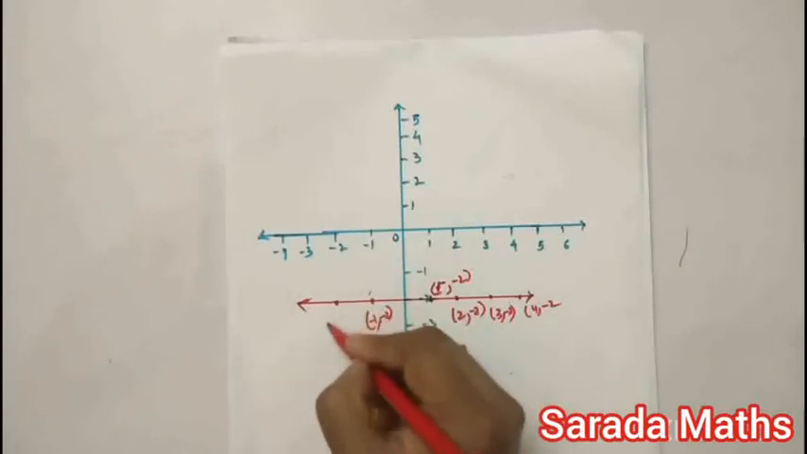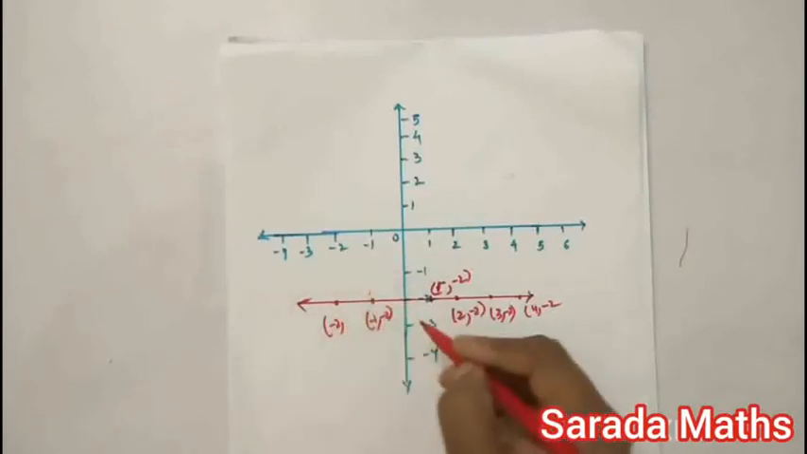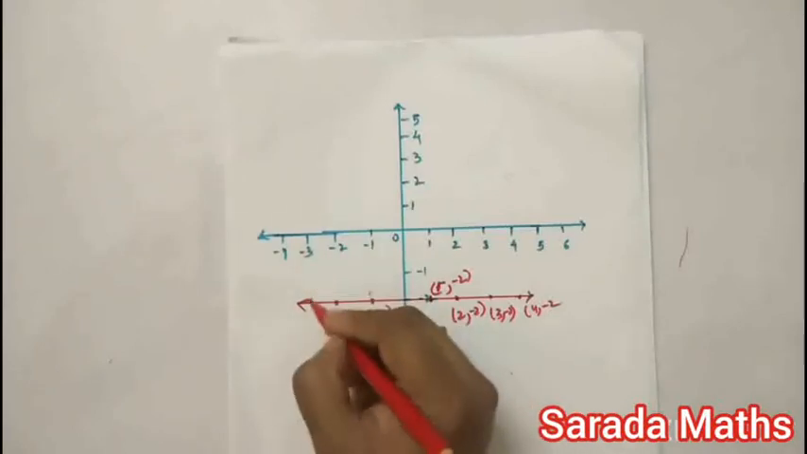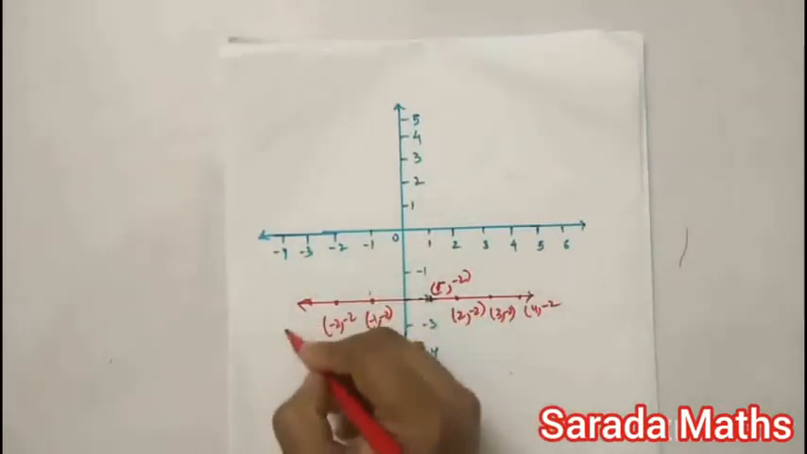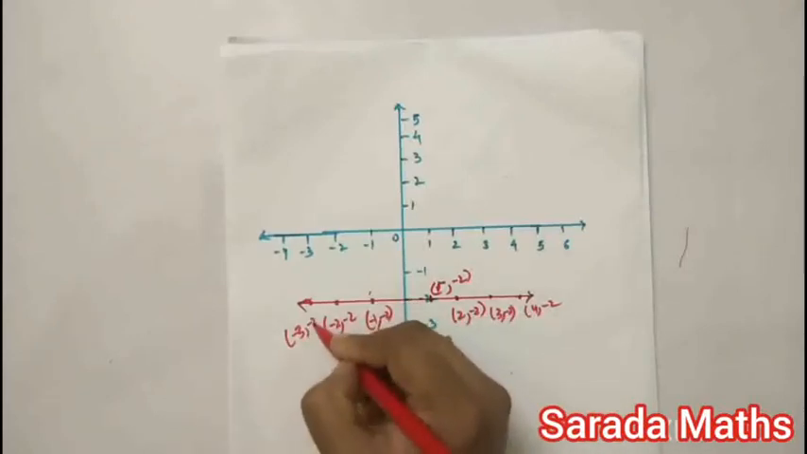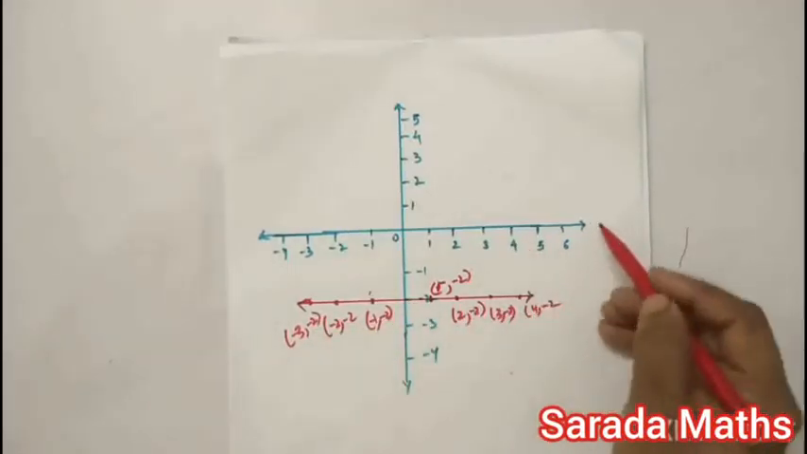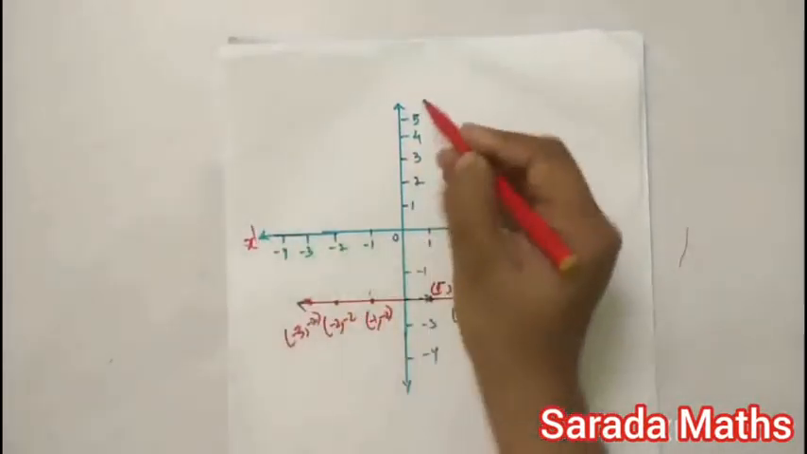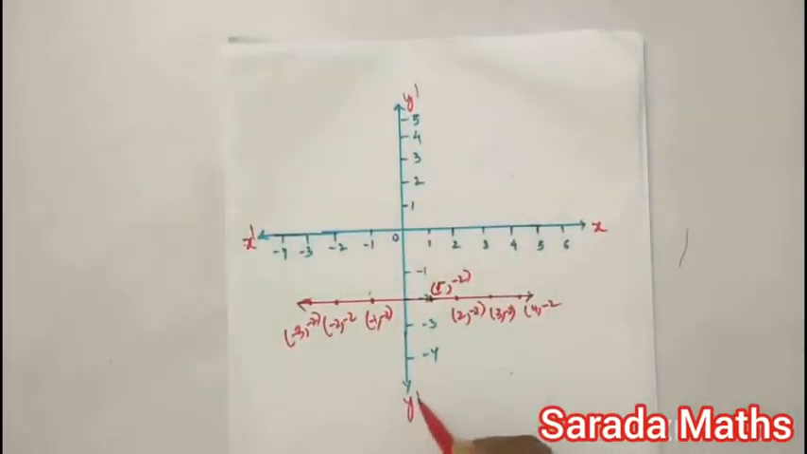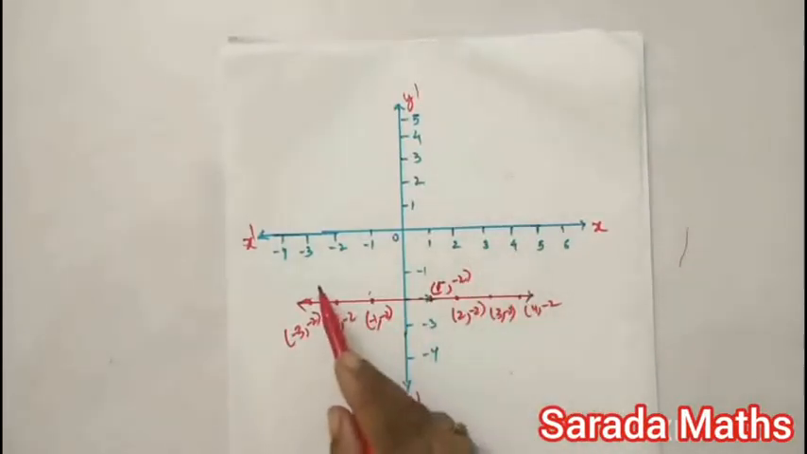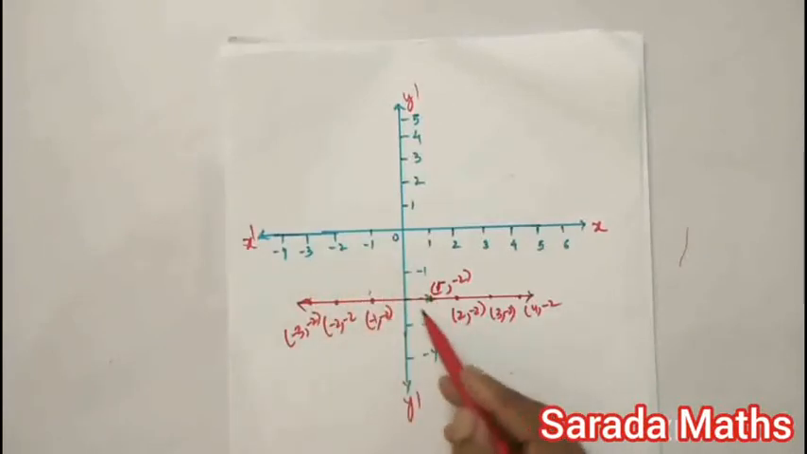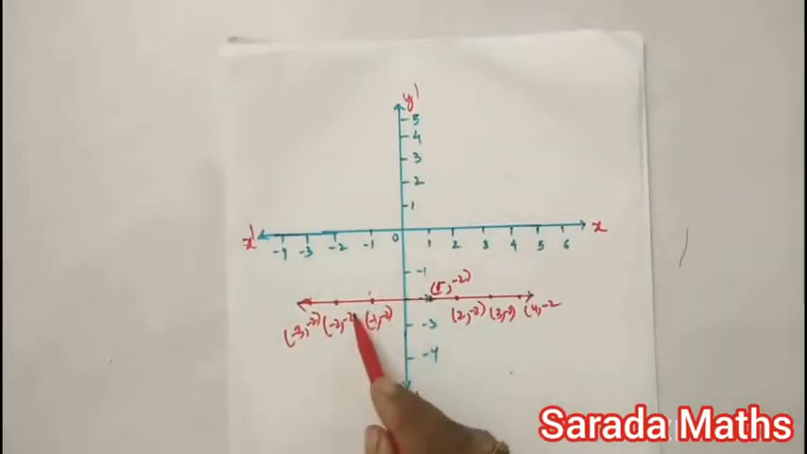If you observe this point, x is minus 2, is it not? y is minus 2. If you take this point, x is minus 3, y is minus 2. So this line is parallel to x axis, is it not? And if you observe each and every point in this line, the value of y is constant. Only the value of x is changing. Here it is 1, 2, 3. Here the value of x is minus 3, minus 2, minus 1. But the value of y is constant. That is minus 2, minus 2, minus 2, minus 2.